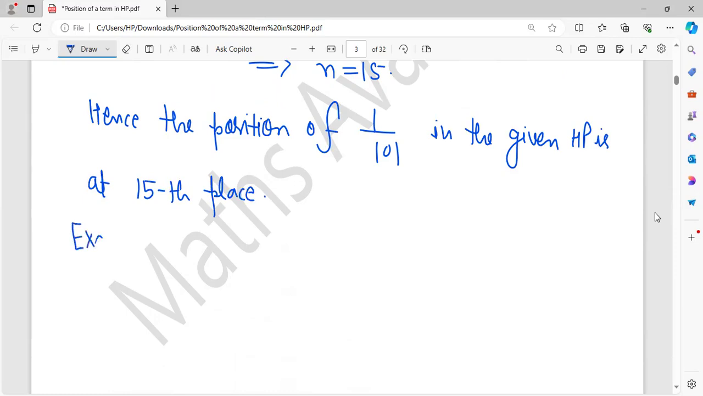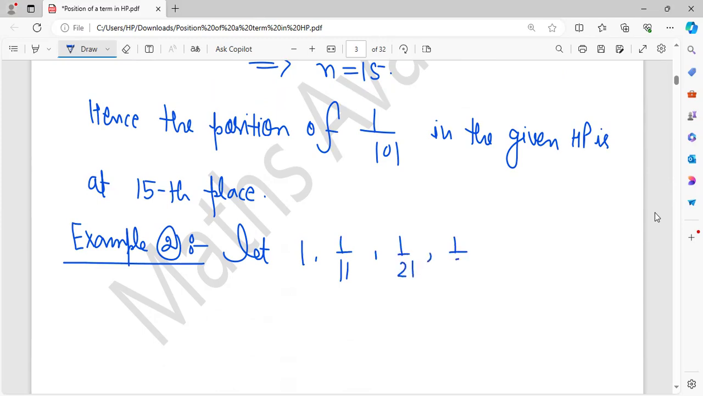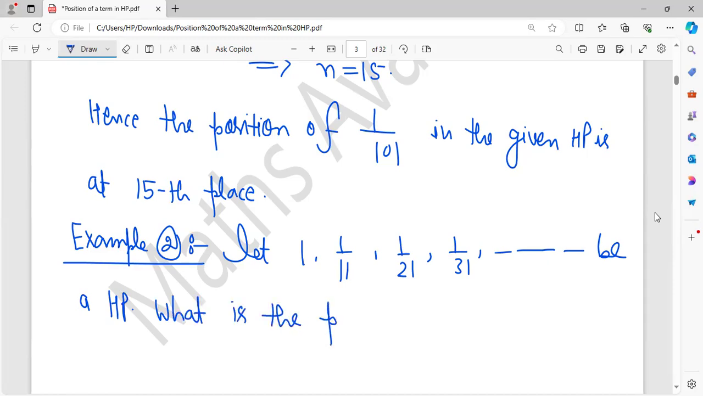Now the second example. Let 1 upon 11, 1 upon 21, 1 upon 31, like that, be a HP. What is the position of 1 upon 201 in this HP? Okay, so we will do similarly as we have done in example 1.